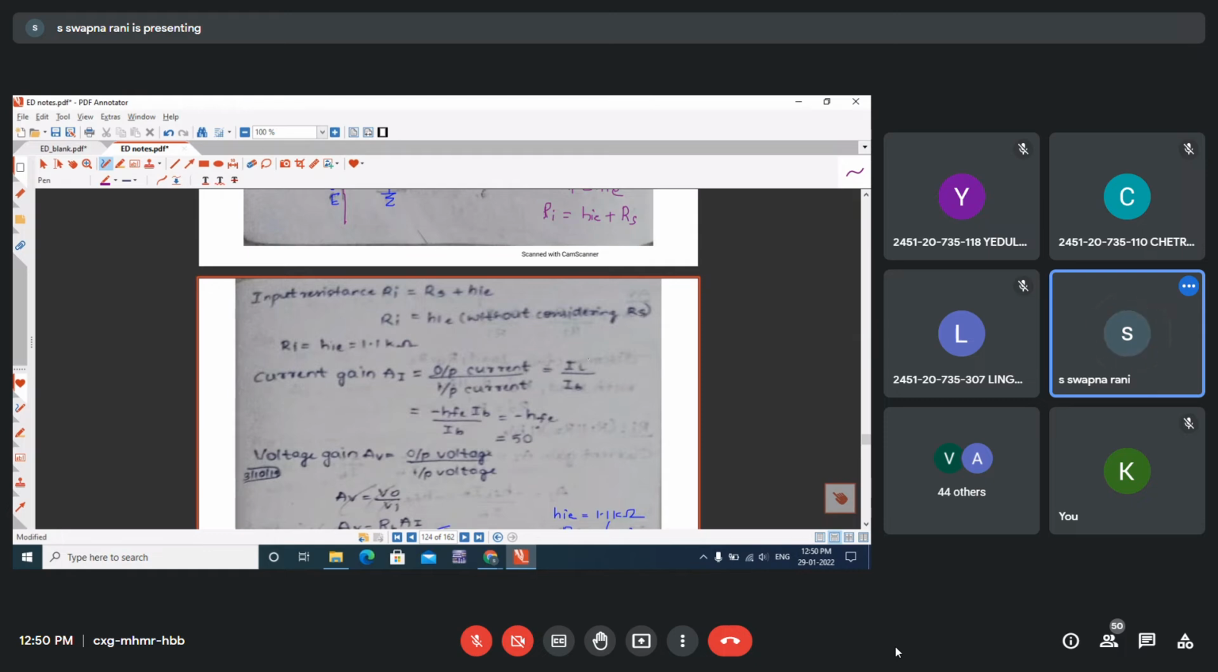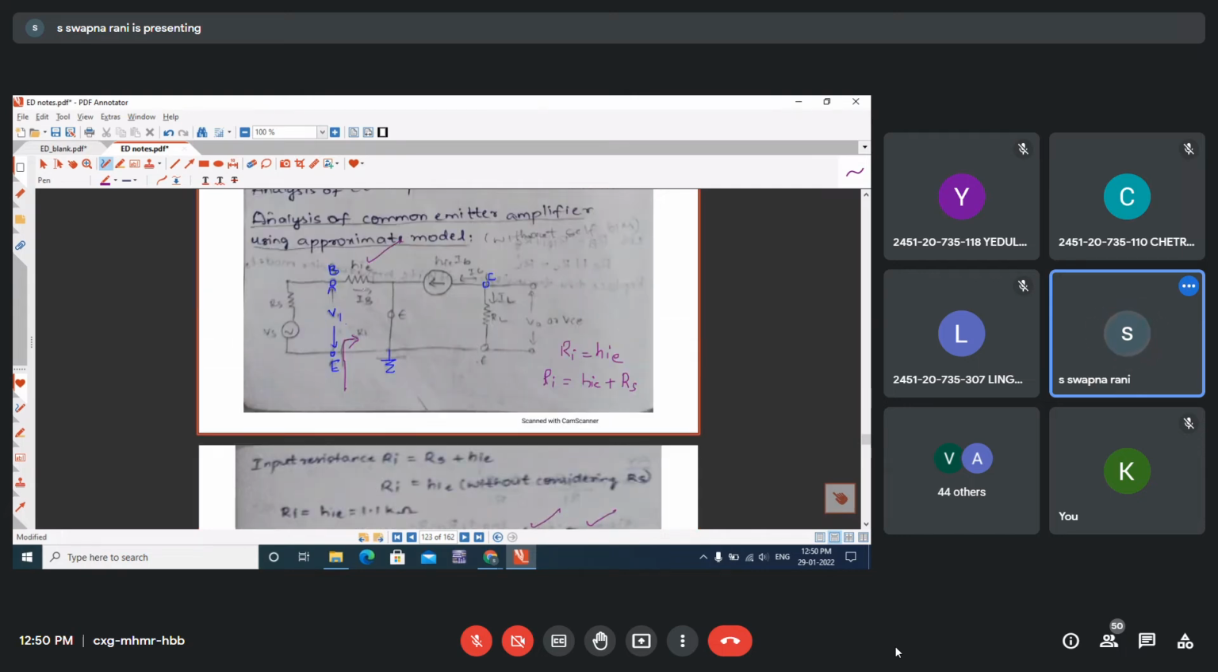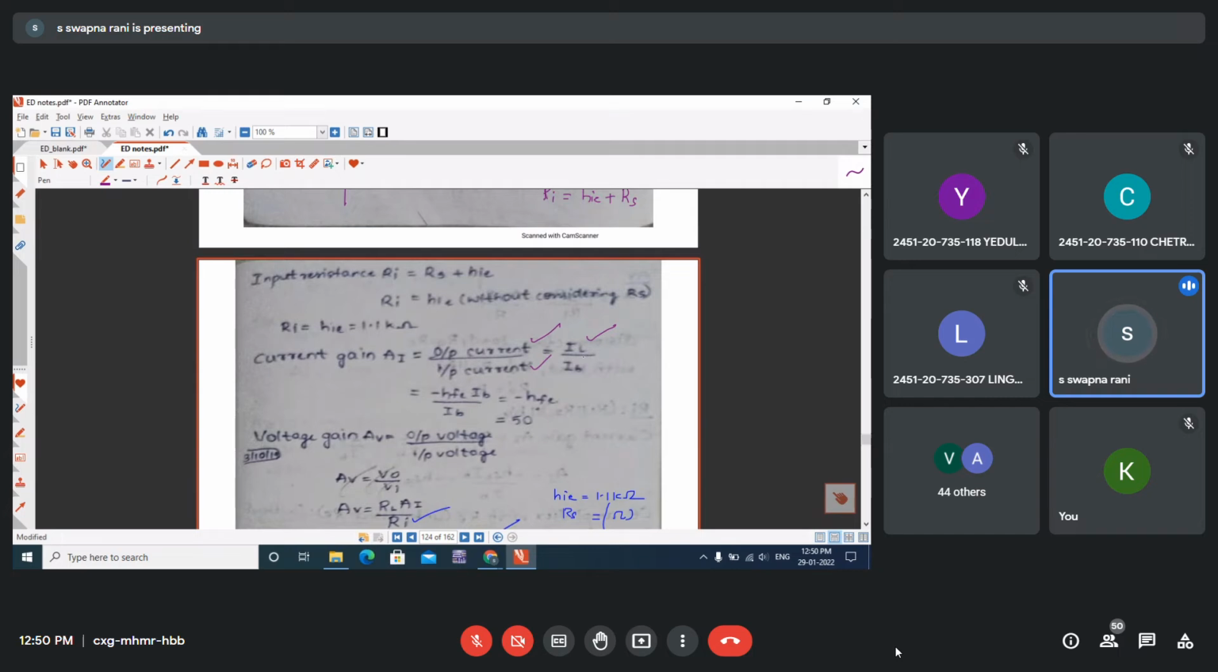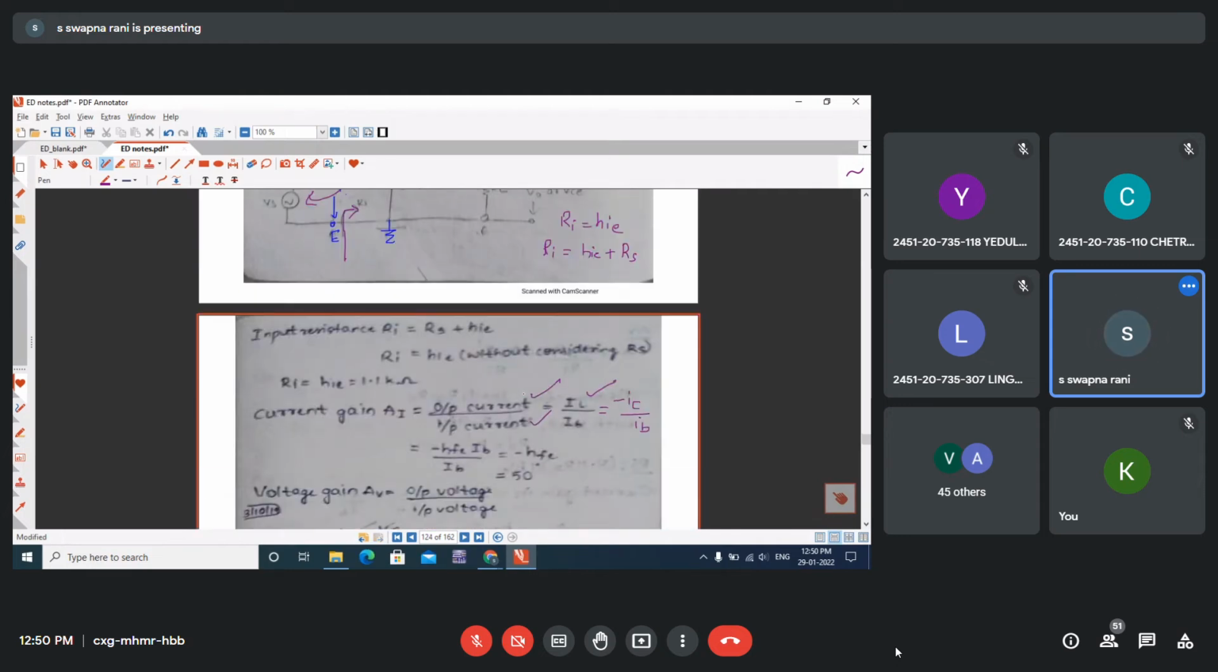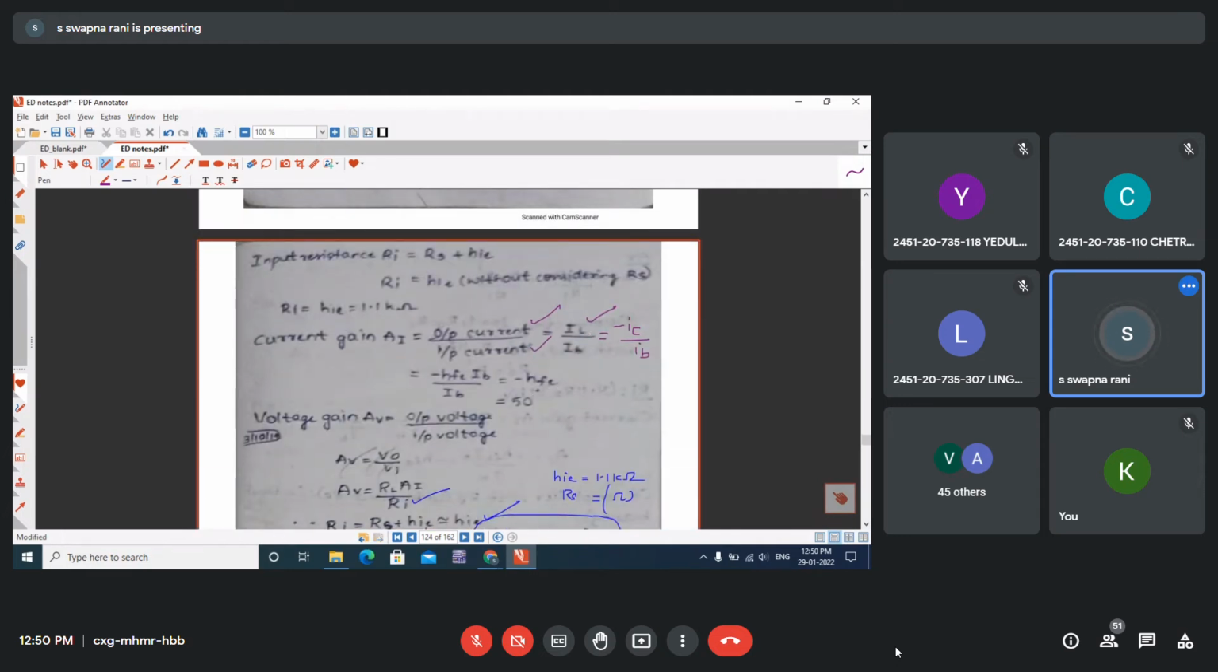And current gain: output current by input current. Output current is nothing but always the current through the load. Input current is nothing but the base current, so the current flowing through this loop is IB. So IL by IB. We know that IL and IC are opposite in direction. See here, this is the direction we use for IC, and this is the direction of the load current. They are the same but opposite in direction. Therefore, in place of IL, write minus IC by IB.